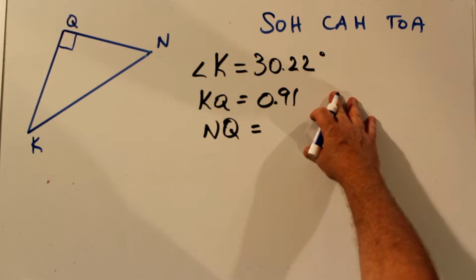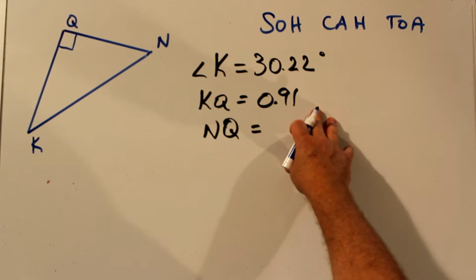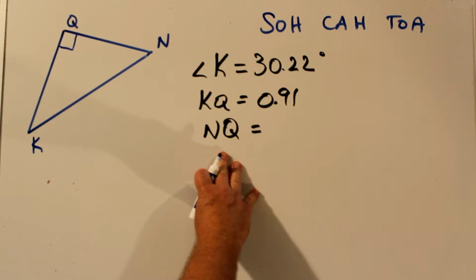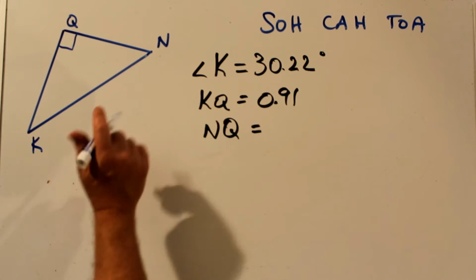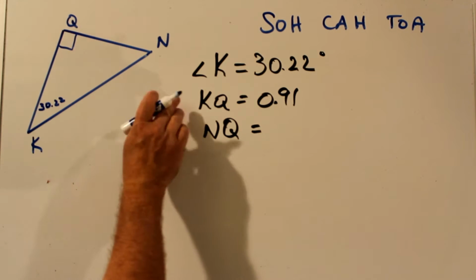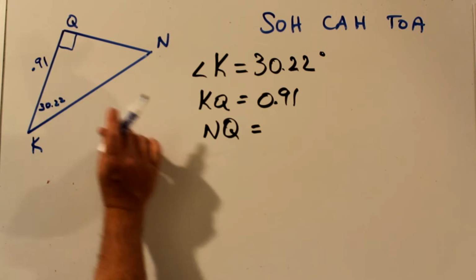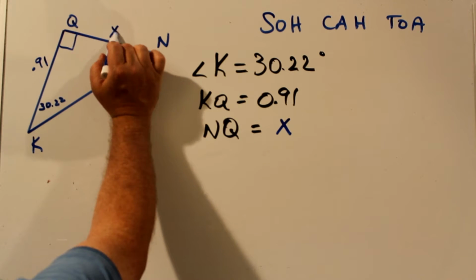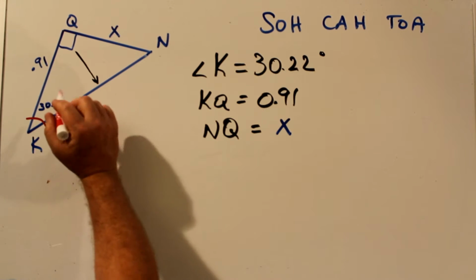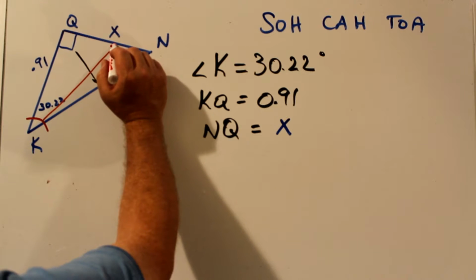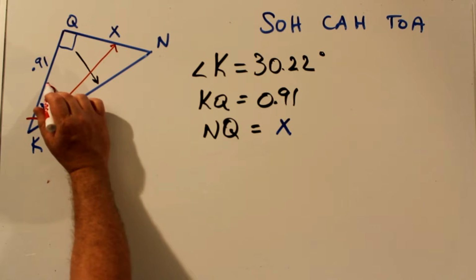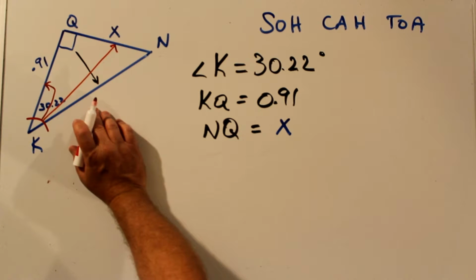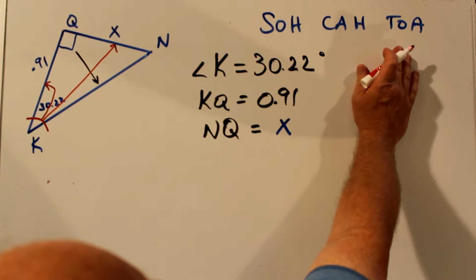In this right triangle, angle K is 30.22 degrees and side KQ is 0.91, and we're to find the length of NQ. Let's write in the information that we know. Angle K is 30.22 degrees and side KQ is 0.91, and NQ is what we're looking for. We'll call it X. That's this side up here. Angle K is the one that we know, and we're looking for the side opposite angle K, that's X, and we know the side adjacent to angle K is 0.91. So looking for the opposite side and knowing the adjacent side, we're going to use the tangent, opposite over adjacent.